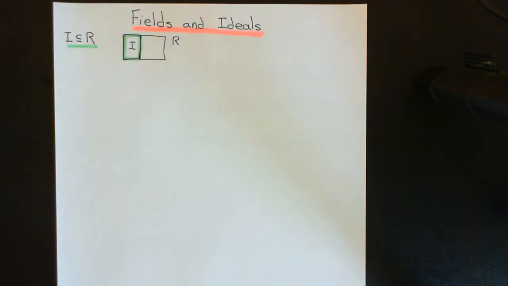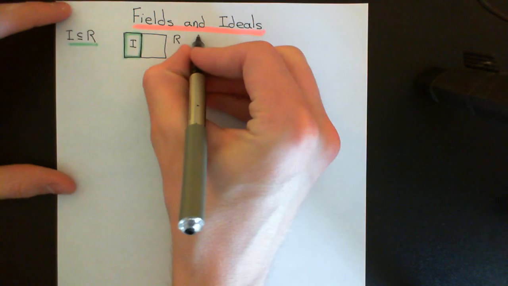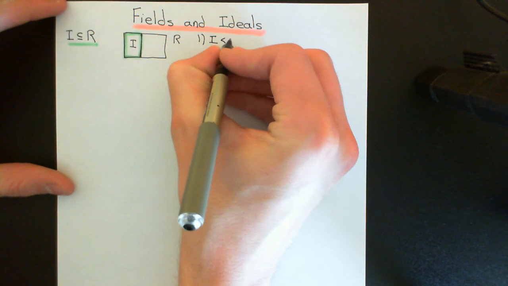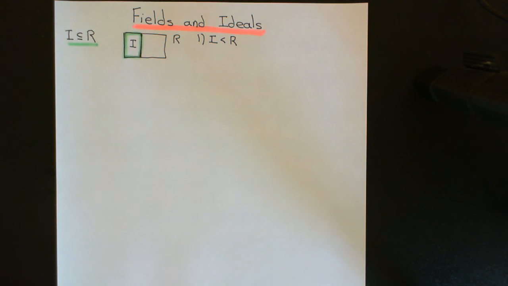Now, to qualify as an ideal, a subset has to obey a bunch of criteria which make it special. Firstly, it needs to be an additive subgroup. So criterion number one is that I must be an additive subgroup, a subgroup of the ring capital R. Because addition on the ring is an abelian group operation, this additive subgroup will be a normal subgroup, because all subgroups in an abelian group are normal subgroups.